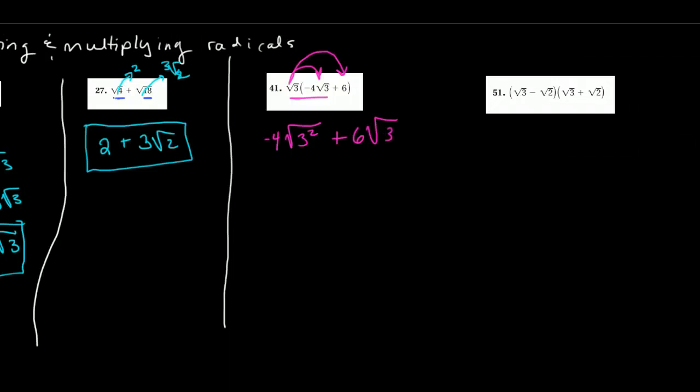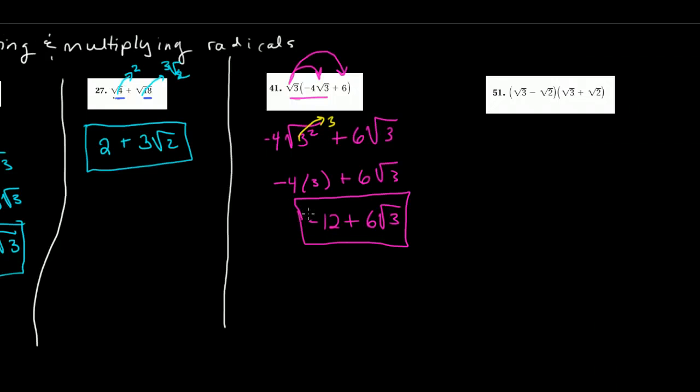Well, what do we have here? Radical 3 squared simplifies to 3. So in essence, what I've got is negative 4 times 3 plus 6 radical 3, or negative 12 plus 6 radical 3. And we are done there.